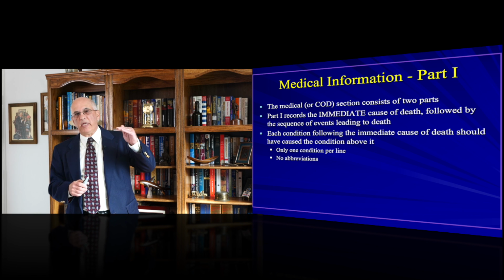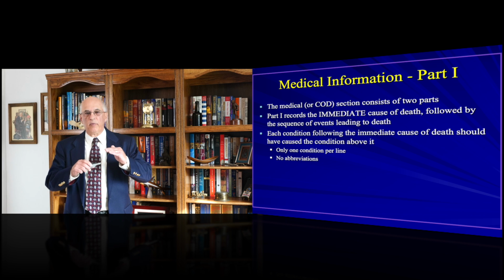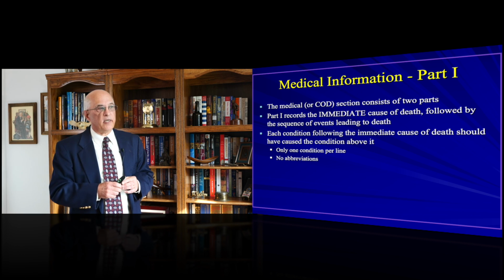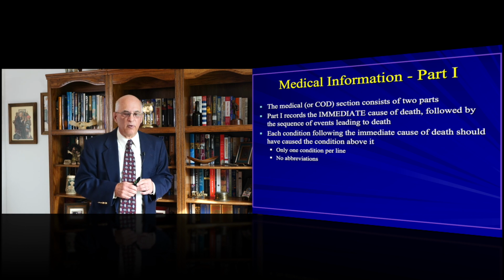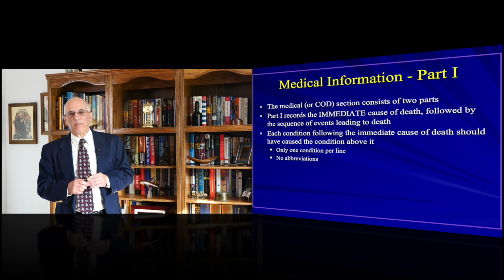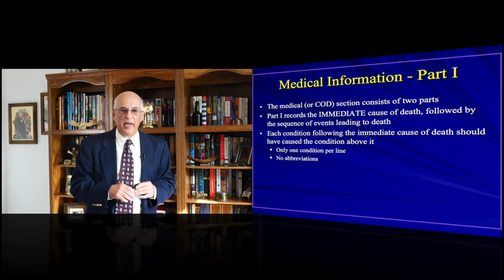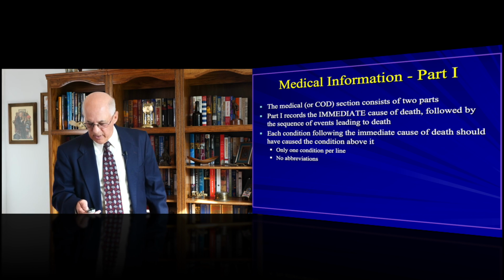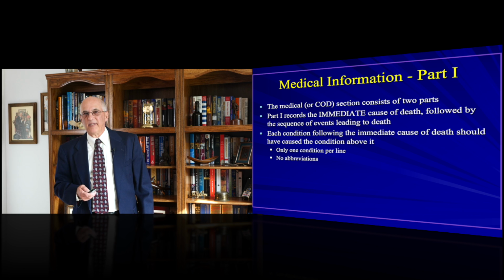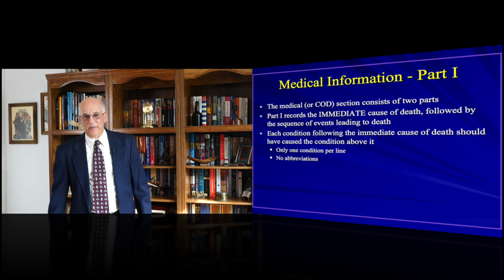What you do is you list the immediate cause of death first, and then each condition that is listed under that needs to be something that led to the condition above it. Also, they're very fussy. With the electronic system, it gets taken care of, but certainly with the old paper system, you had to be very careful that you can only put one condition on each line and no abbreviations. Otherwise, the death certificate gets rejected, and then as a funeral director, you have to deal with the issue even though you didn't cause it.